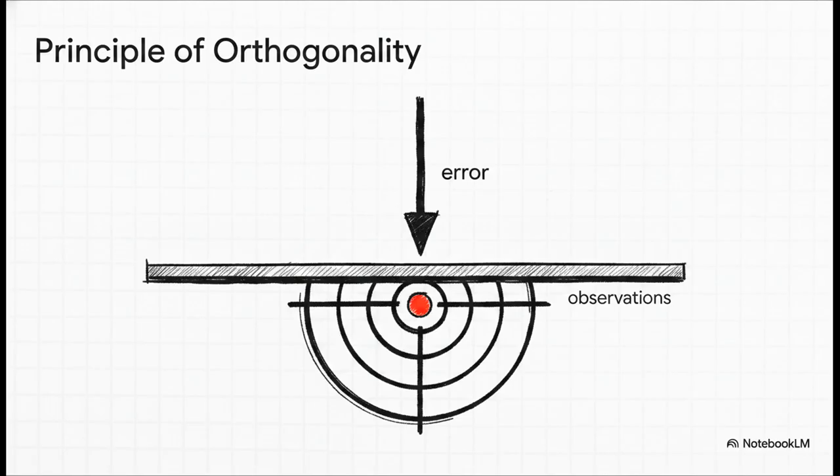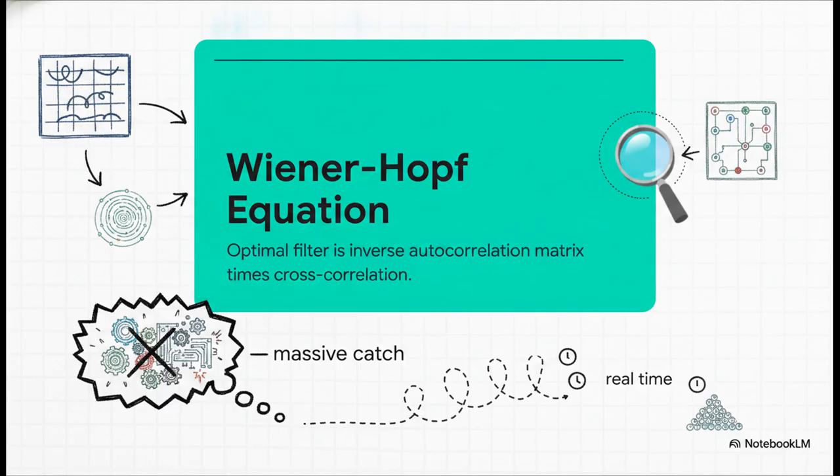If we set the derivative of our error function to 0, we can mathematically prove that to minimize the error, the error itself must be orthogonal to the observations. This basically means the expected value of the error multiplied by the observation exactly equals 0. Now, when we actually expand out that expected value, we arrive at the famous Wiener-Hopf equation. It states that the optimal filter weights equal the inverse of the autocorrelation matrix of the input observations multiplied by the cross-correlation vector between the observations and our desired training data. It is a stunningly elegant, perfect solution.